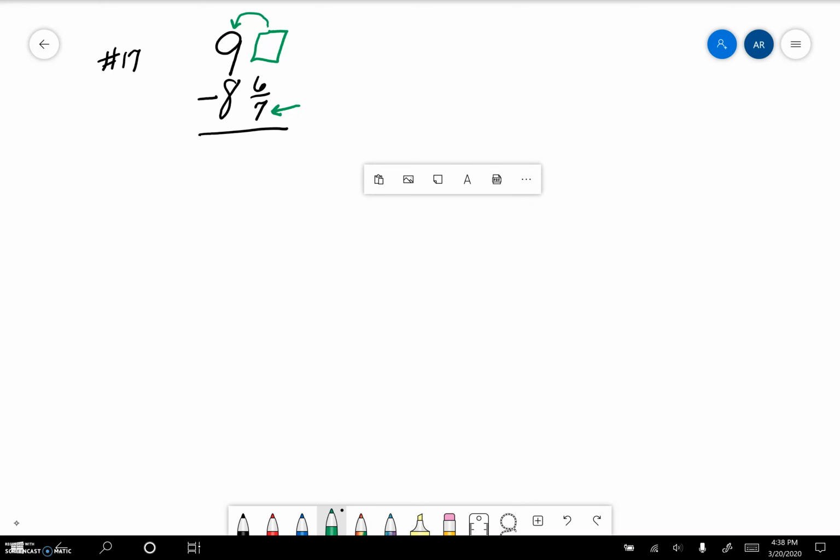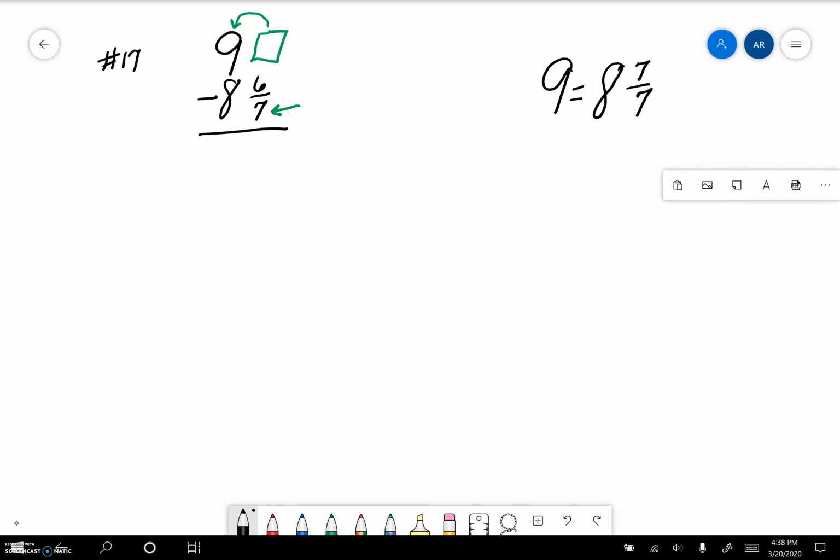Now 17 is 9 minus 8 and 6/7. If you notice, we're missing a fraction right here. So to compensate for that, we'll take one whole number from this 9. And how do we create something that's equivalent to 1? Well, we look at this denominator because we want to make sure that it has a common denominator. So over here to the side, 9 is going to equal 8 and 7/7, so that all of that is equivalent to 9. Again, we're not changing the value, we're changing the appearance.